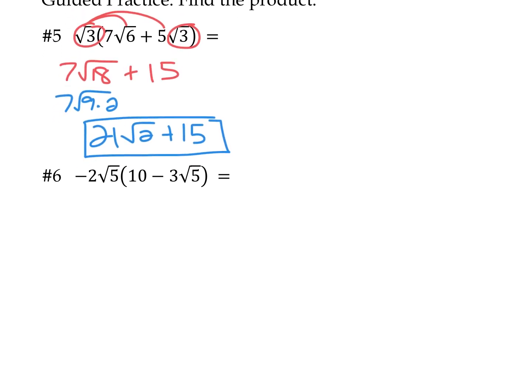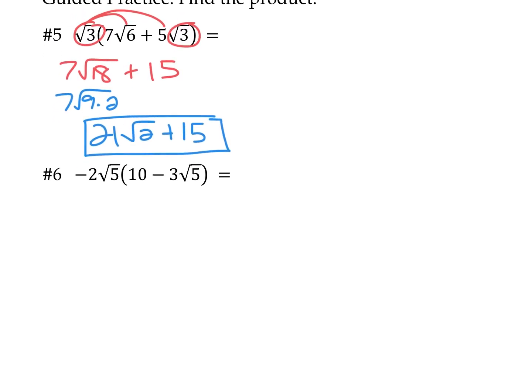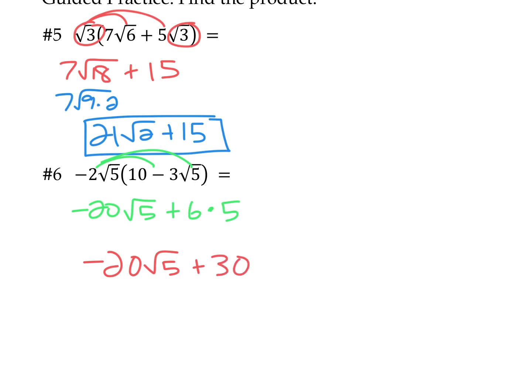All right, looking at number 6 here. I'm going to distribute into the parentheses. So I'm going to take negative 2 root 5 and multiply that into the parentheses. So I'm going to have negative 20 root 5. This 10 multiplies with the negative 2. And then the root 5, there's no radical to multiply with it, just as a root 5. Now I take these and multiply them. Negative 2 times negative 3 is a positive 6, and then root 5 times root 5 is 5. So when I simplify this, I have negative 20 root 5 plus 30, 6 times 5. That would be my final answer there.